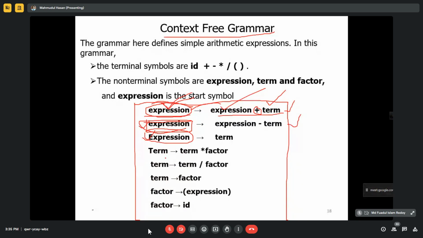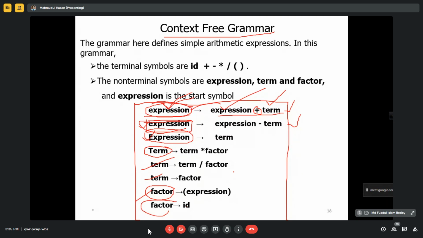Non-terminal, because we can go from term to term into factor. That means term is non-terminal. Factor is terminal or non-terminal? Non-terminal, because we can go factor to bracket expression bracket. We can go factor to ID. Okay, got it? Concept about non-terminal is clear?